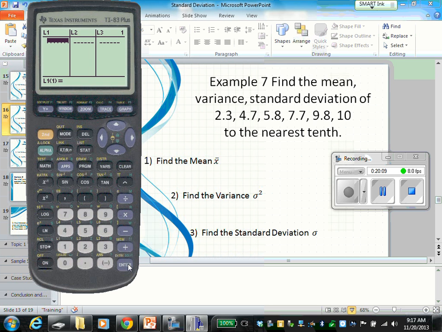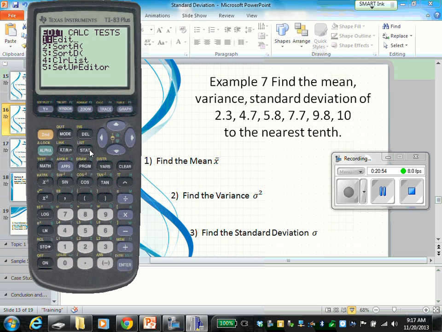Does everybody understand that? Then we are going to put in 2.3, hit enter, 4.7, hit enter, 5.8, hit enter, 7.7, 9.8, and 10. And I always double check, again, go back and make sure if you have 6 numbers that you have 6 numbers entered in. What happens if you forget one number or you miss a decimal point or you make a flub? Your numbers are going to end up wrong. So make sure you get them in just so. Okay? Now that the list is in, where do I go to get my stuff?